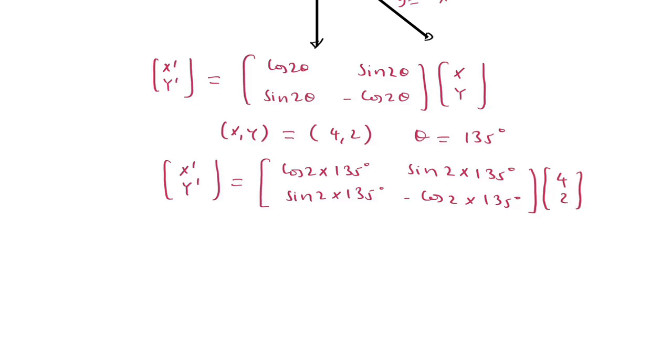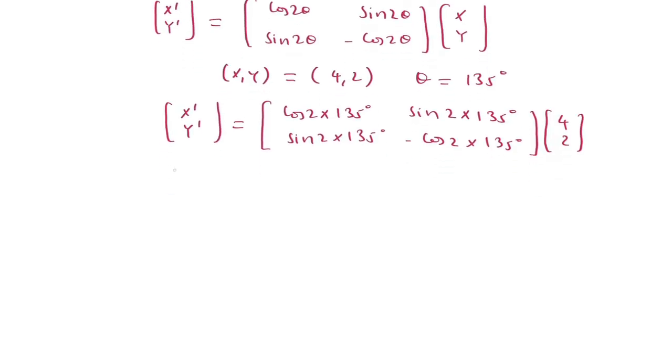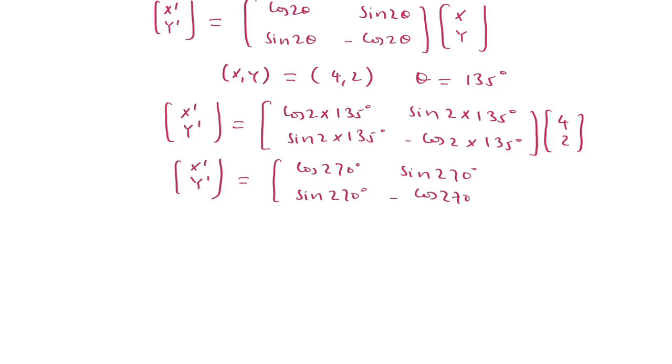Okay, so next let us solve the values inside this matrix. Our equation is going to be [x image; y image] equals matrix [cos 270°, sin 270°; sin 270°, -cos 270°] times matrix [4; 2].